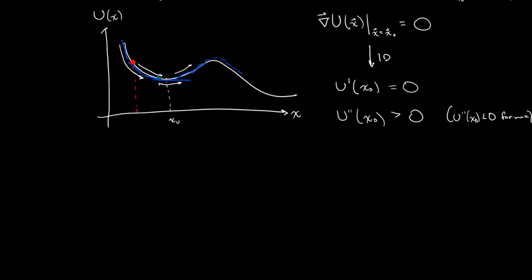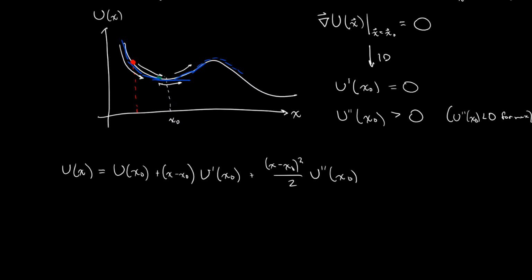Well, as I said, if I only look really close to this minimum, then why don't we talk about this in the way that we've been talking about small things this whole time, and expand our potential energy function around that point, just using a Taylor series. So we know how to do that. This is just going to be the value at that point, plus the derivative evaluated at that point, times x minus x naught, plus x minus x naught squared over 2, u double prime evaluated at x naught, plus so on and so forth. I'll call this order x minus x naught.